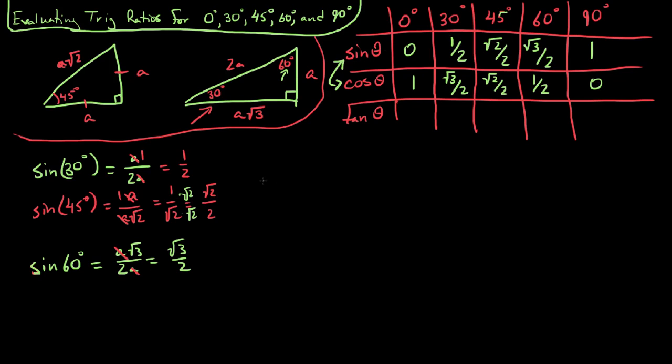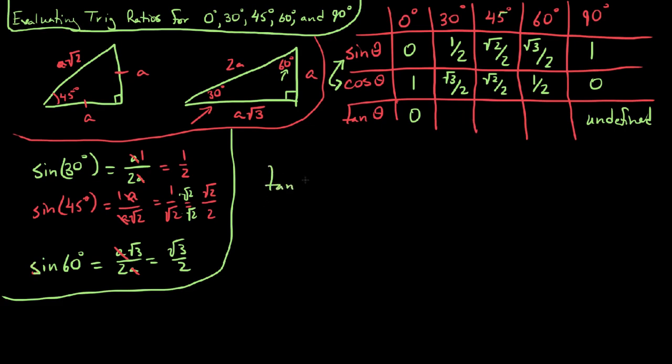The other one that we really do need to fill out here is tangent. Tangent is a little bit different, okay? I will tell you this, tangent of 0 is 0, and tangent of 90 is undefined. That being said, let's go ahead and find tangent of 30 degrees.